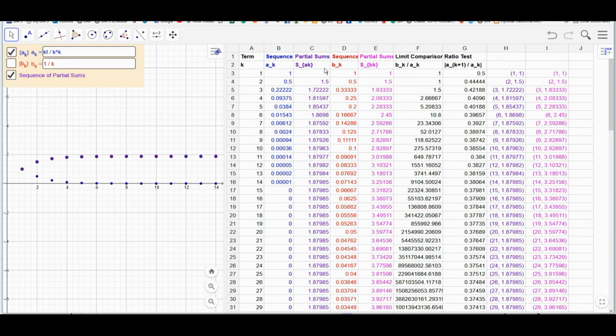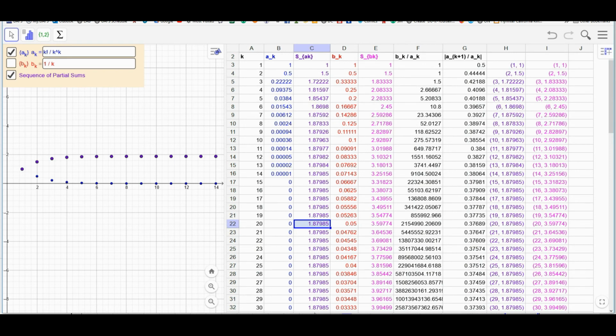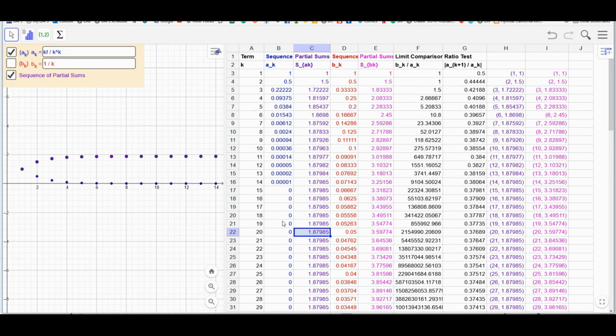And here we see the sequence of partial sums worked out here. So it looks like it's approaching something around the lines of 1.87985 to that many decimal places. Sequence of partial sums there. This is the sequence of the underlying terms rounded off. Don't worry about D and E. That's just dealing with another sequence we don't need.